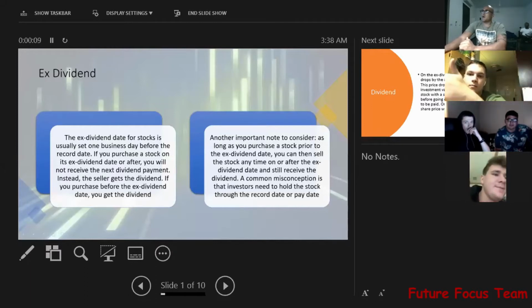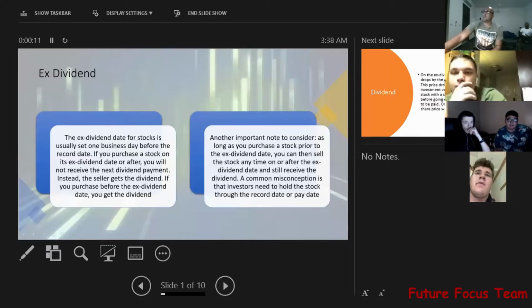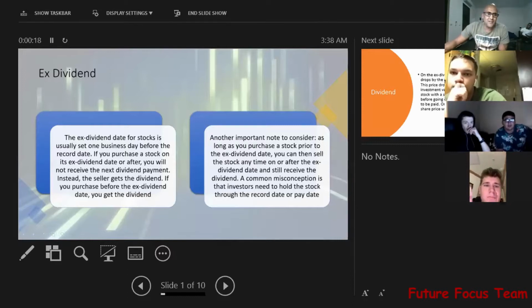Yes, sir, we can. All right, so the ex-dividend date for stocks is usually set 1 business day before the record date. If you purchase a stock on the ex-dividend date or after, you will not receive the next dividend payment. So this is something I've been hearing, that people had the stock but they didn't receive a payment, and it was because of this, because there's an actual date that is published, and if you read the Q3 forms, the quarterly report, their next dividend will usually be put on there.